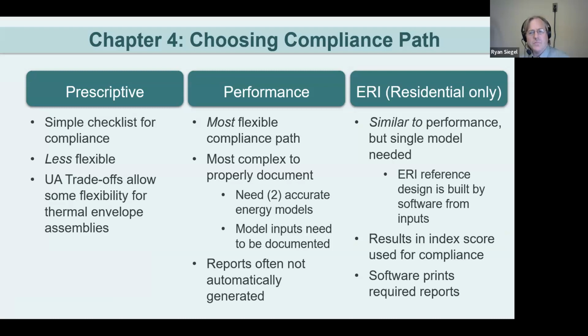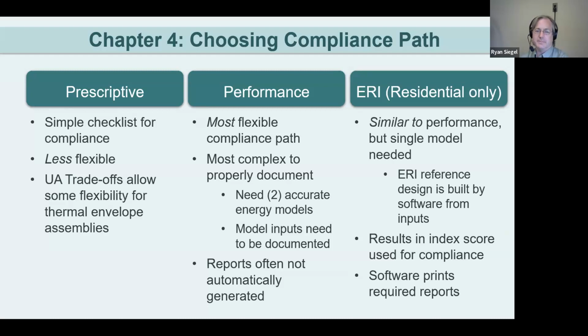And something to be aware of is with UA trade-offs, that is still prescriptive. UA trade-off that's commonly done through either ResCheck or ComCheck, that is still the prescriptive path, and all the prescriptive requirements would still remain. All the UA trade-off is kind of allowing you to do is if I want to put in better windows, then I don't need as much insulation in the walls or roofs, or vice versa. So I'm going to trade a little bit within the envelope.